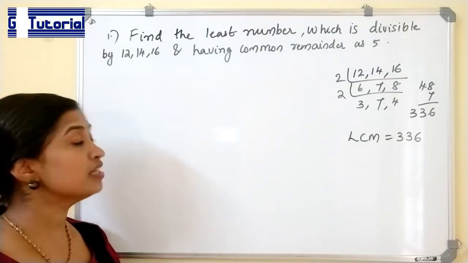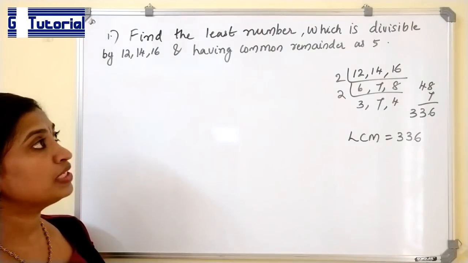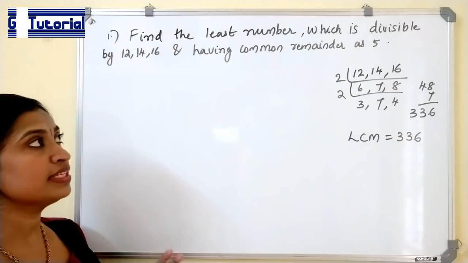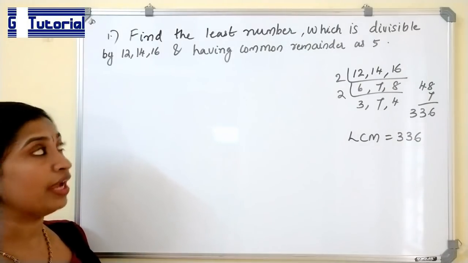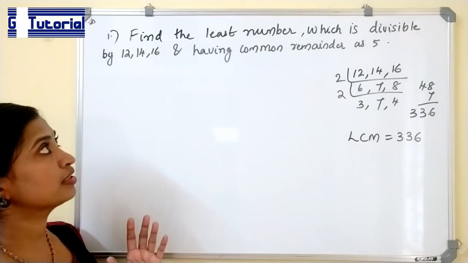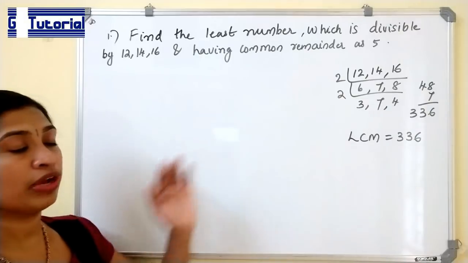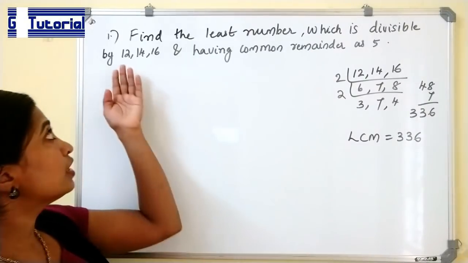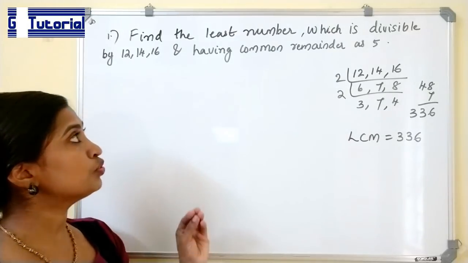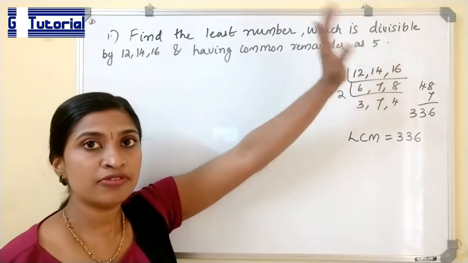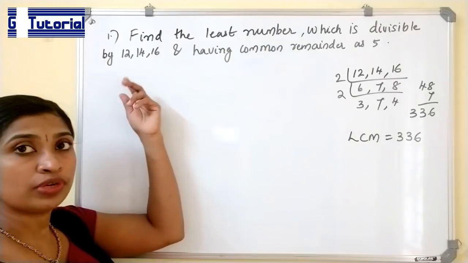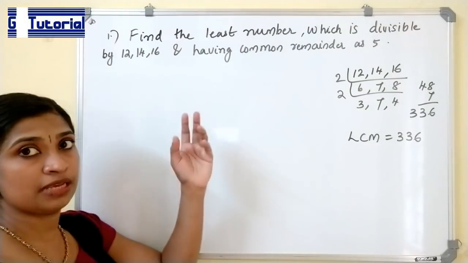This is the first question. Find the least number which is divisible by 12, 14, 16 and having common remainder as 5. Here we are asked to find the least number which is divisible by 12, 14 and 16 and having a common remainder 5. The least number that divides 12, 14, 16 is its LCM. But we should get a remainder of 5. First let us get a number which exactly divides 12, 14 and 16. So that is its LCM.